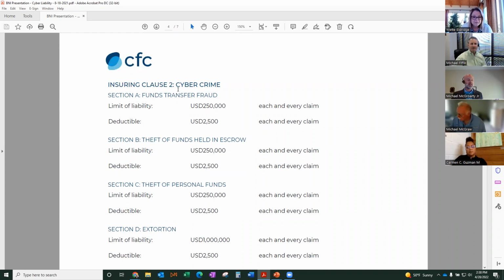anything else. This is cyber crime where your money is stolen. So you have funds transfer fraud. That's what I was talking about, where money's sent wrong. You have theft of funds held in escrow. That's why closing companies need this stuff. Well, not even closing companies. Sometimes you have money in escrow held. Theft of personal funds. So, you know, sometimes people hack the business and then get into the business owner's personal accounts and take their money out.